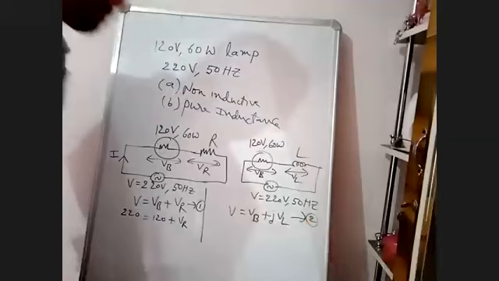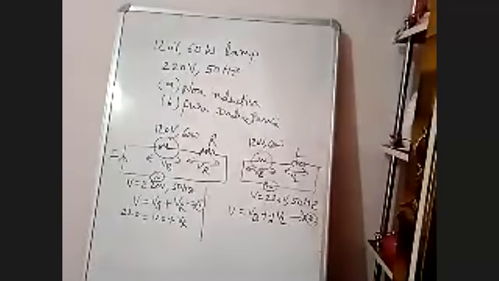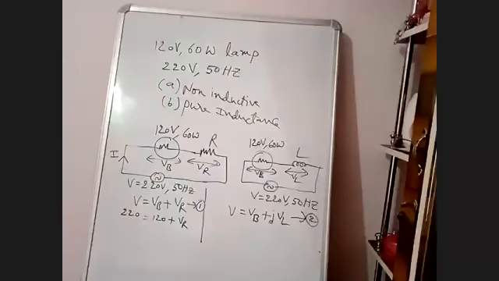In the first case, both are resistances. Only real part is there. VB and VR both are resistances. There is no imaginary part there in the first case. In the second case, inductance is the imaginary part.